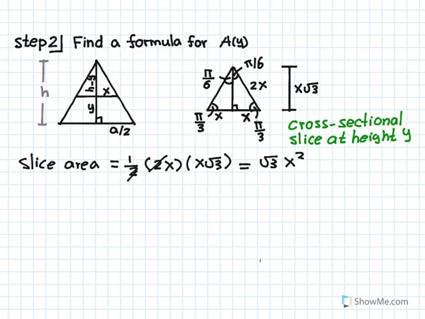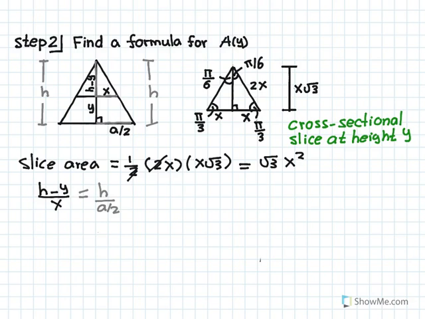By similar triangles, the ratio of corresponding sides are equal. So we have h minus y divided by x is equal to the whole length, which is h, divided by this length here, a over 2. So the ratio of corresponding sides are equal.